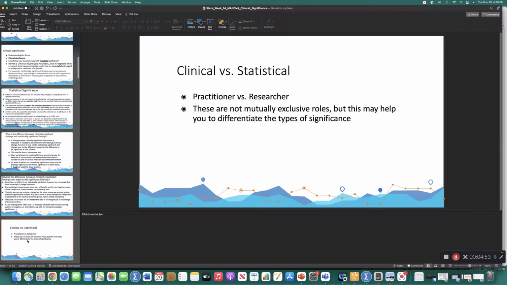So some people might think of the practitioner when it comes to clinical significance and meaningful change clinically versus the researcher who's often looking for statistical significance. But it's important to note that these roles are not mutually exclusive, but they can just help you differentiate the different types of significance.